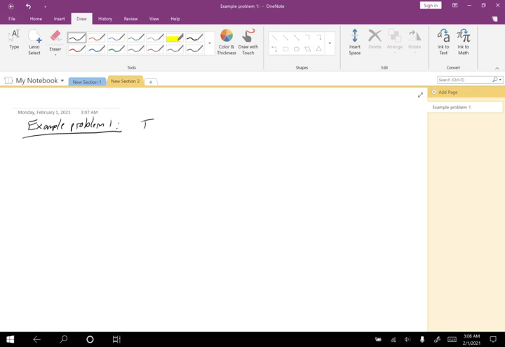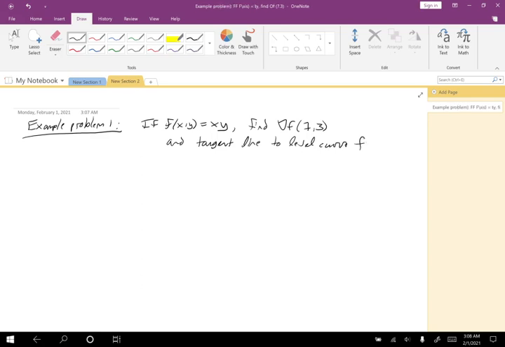Now I'm going to do more complicated examples. If f of x, y equals xy, what you want to do now is find the gradient of f at 7, 3, and the tangent line to the level curve f equals 21. Remember, this is 7 times 3, at our point. Remember, if you have a curve, you have to have a tangent line at a point.